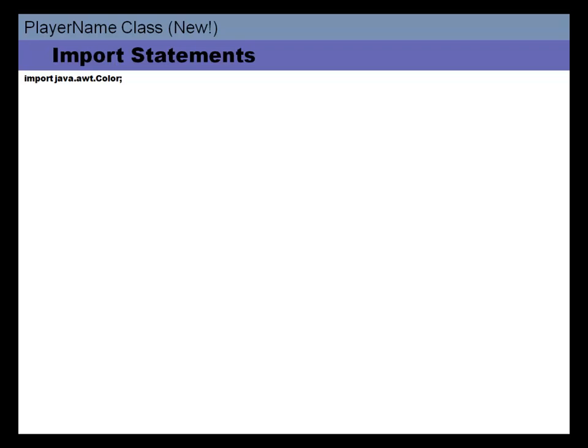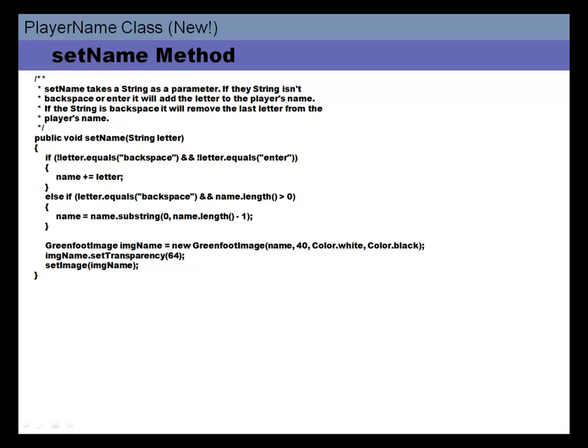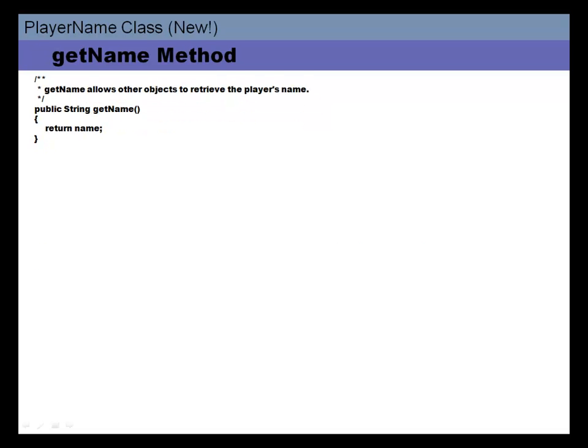Now it's time to open class PlayerName. Add the import statement as shown, and variable name to store the player's name. Method setName manipulates the name variable, drawing the player's name to the screen each time a letter is passed. And finally, getName returns variable name. Time to save and close PlayerName.